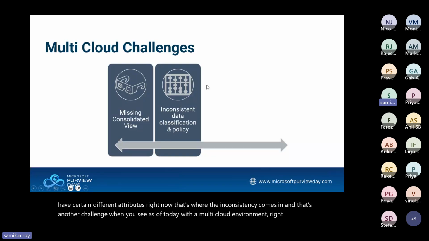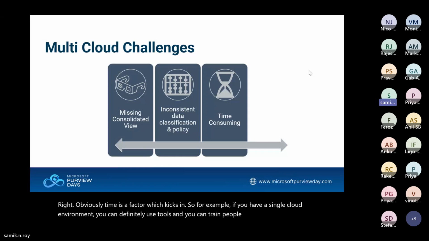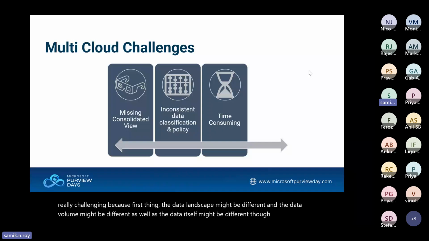Now, if I go next, when things get spread across, obviously time is a factor which kicks in. For example, if you have a single cloud environment, you can definitely use tools and train people, and there are experts. You can get AWS experts, you can get Azure experts who drill into the data for you in that particular cloud environment. But if it is multi-cloud, it's really challenging, because the data landscape might be different, the data volume might be different, and the data itself might be different, though they carry the same meaning. That's where things become time consuming.